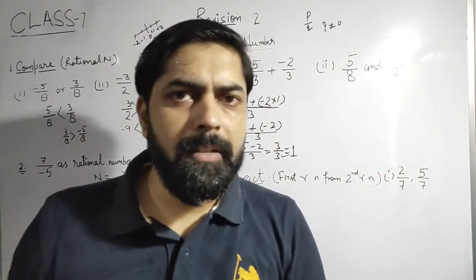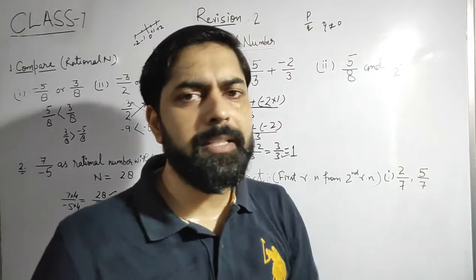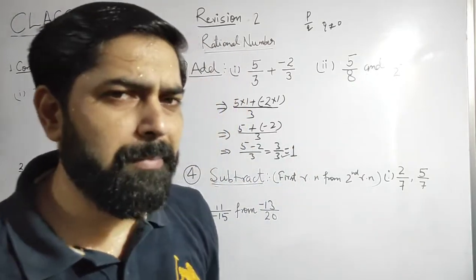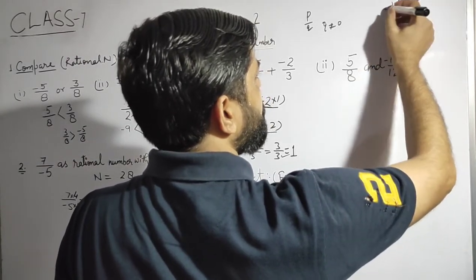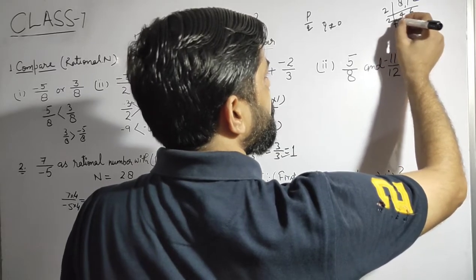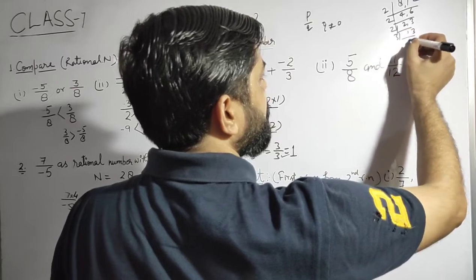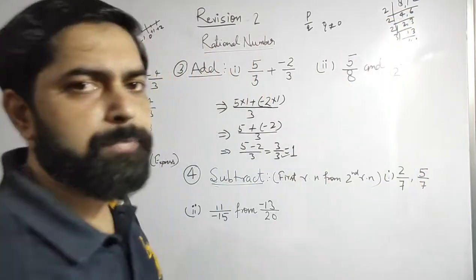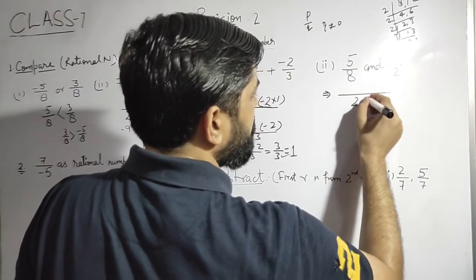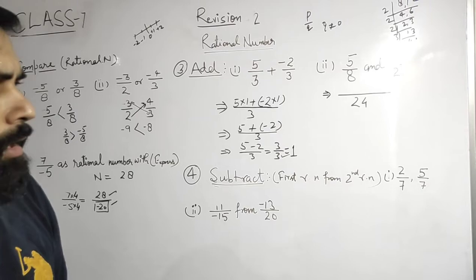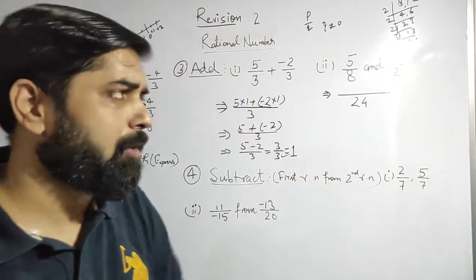Now another question: 5 upon 8 and minus 11 upon 12. Here the denominators are different. So how can we find it? By the LCM. You can find the LCM of 8 and 12. So 2, 4, 6, 2, 2, 3, then 2, 1, 3, then 3. 2 twos are 4, 4 twos are 8, 8 threes are 24. So 24 is the common denominator. You know the process of addition of rational numbers, so you can easily solve.